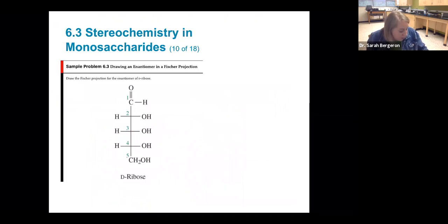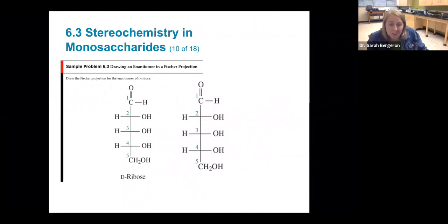I know that these molecules are going to be exactly the same except for what's on the sides of our chiral carbons. So what I'm going to do is just copy and paste it. Now I'm going to find my chiral carbons. My chiral carbons are 2, 3, and 4. So on 2, 3, and 4, I'm just going to erase my stuff that's attached to my chiral carbon.